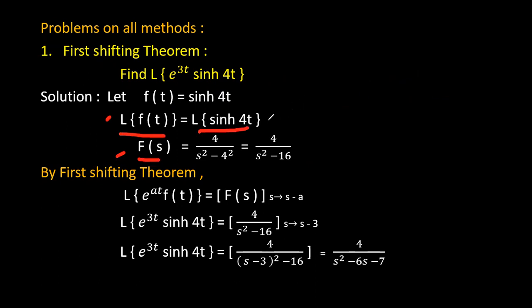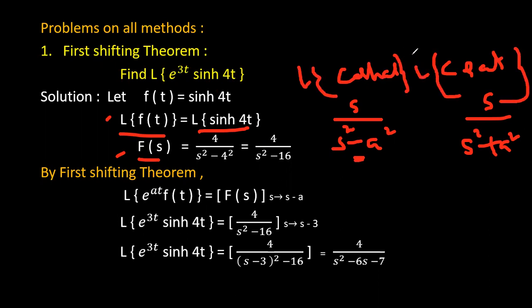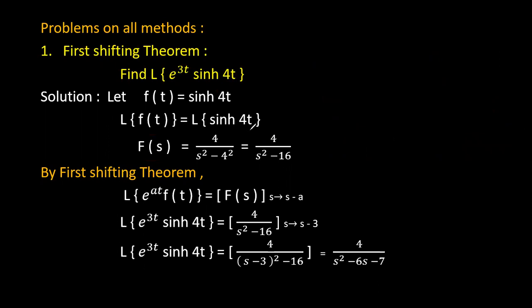The Laplace transform of sinh at is given as a by s square minus a square. So for hyperbolic functions you get the minus term, and for trigonometric functions you get the plus term, s square plus a square. So the Laplace transform of sinh 4t is nothing but 4 by s square minus 16.